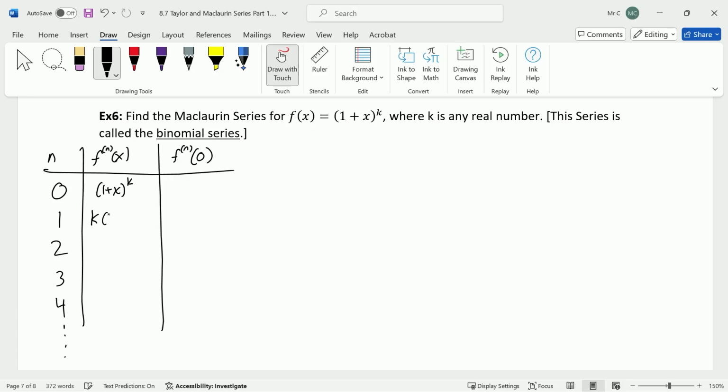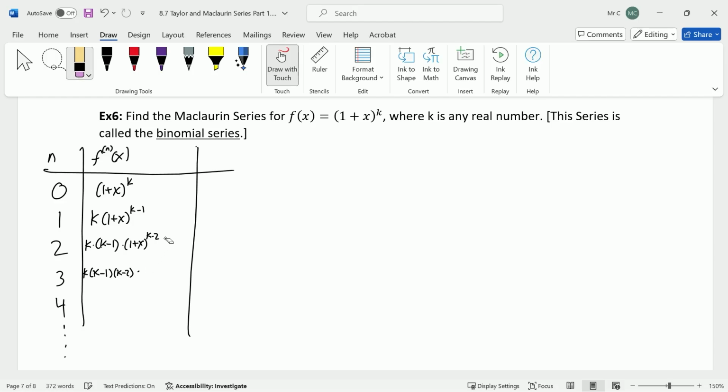So its derivative is k times 1 plus x to the k minus 1. And so the second derivative is k times k minus 1 times 1 plus x to the k minus 2. And so forth and so on. k times k minus 1 times k minus 2 times 1 plus x to the k minus 3. Didn't really give myself enough room there, so let me just move this over a little bit. And we'll just stop at that third term because that's honestly going to be enough to understand the pattern here.